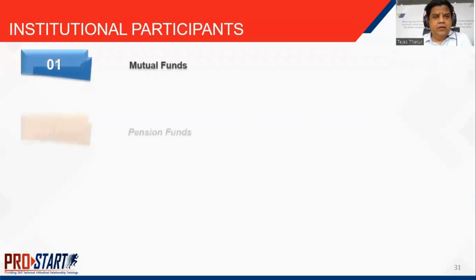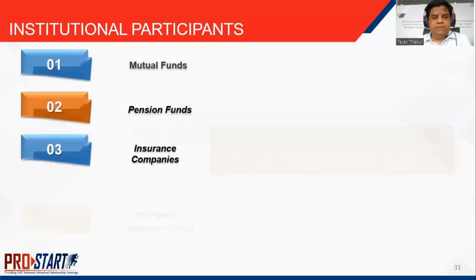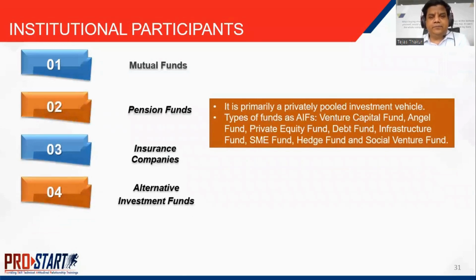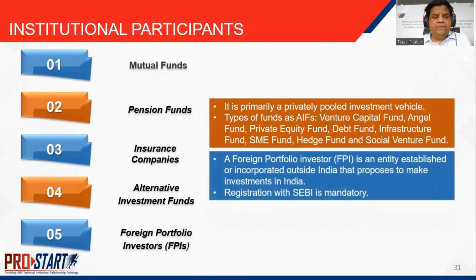Institutional participants: mutual funds, pension funds, insurance companies, alternative investment funds. Yes, you already had a look. I don't have to go through it again. And FPIs, or the foreign portfolio investors. So an FPI is an entity established outside India that proposes to make investments in India. So any entity which is established outside India and wants to make investments within India, that is your FPI. Registration with SEBI is mandatory. So these are the two things here, the alternative investments and the FPIs.